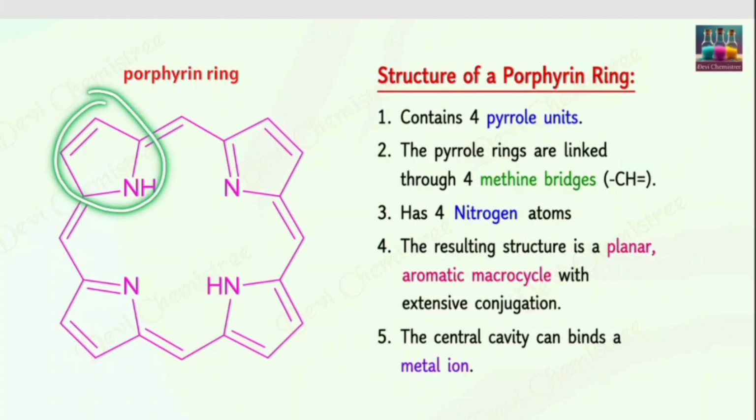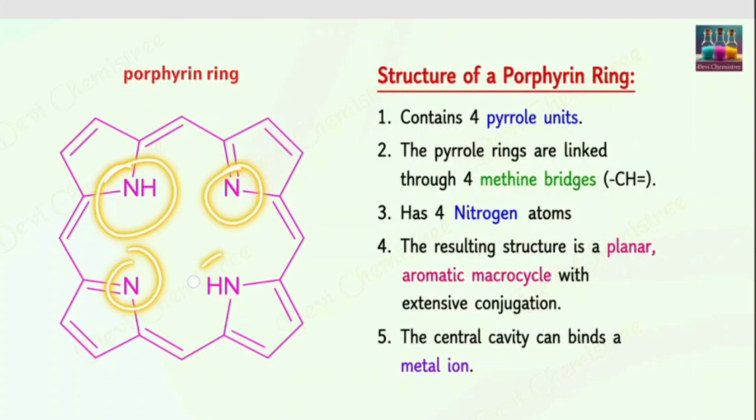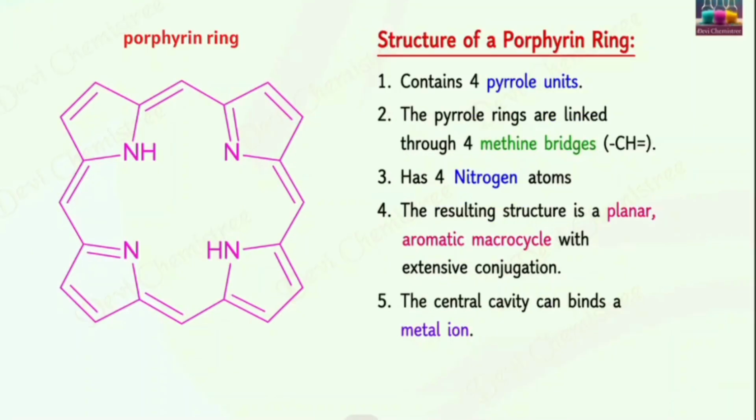See, this is one pyrrole ring and this is another pyrrole ring. They are connected to each other by one methane bridge. When you look at the structure, we can see 4 nitrogen atoms present in this macrocyclic system. And when we look at the double bonds, we have 11 double bonds: 1, 2, 3, 4, 5, 6, 7, 8, 9, 10, and 11.